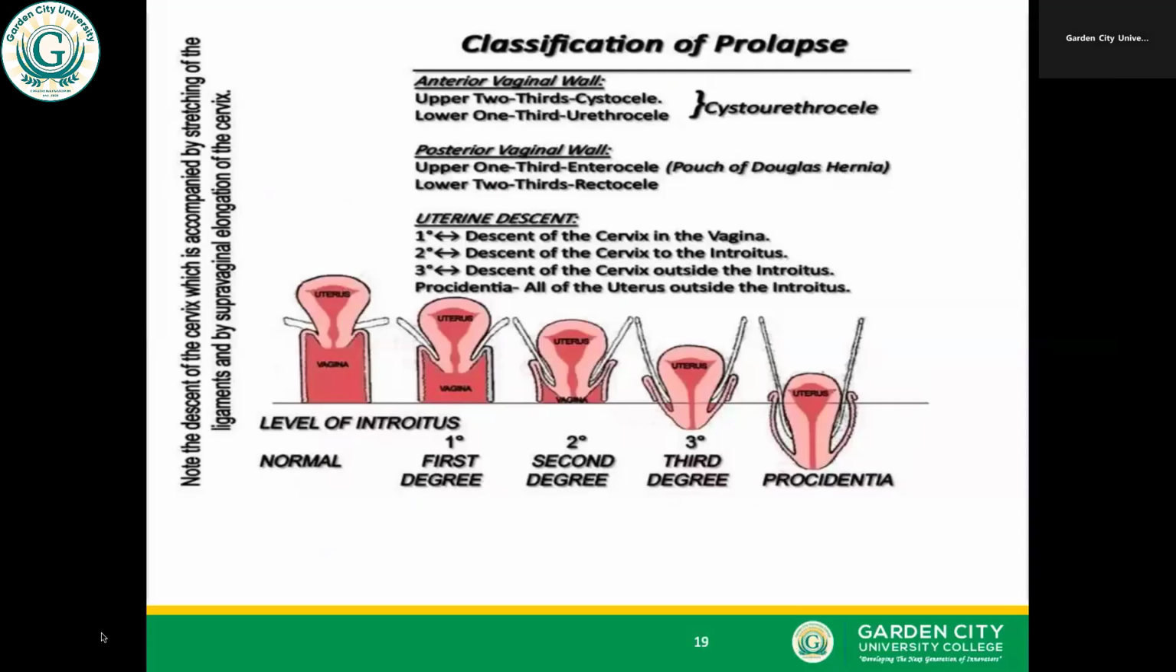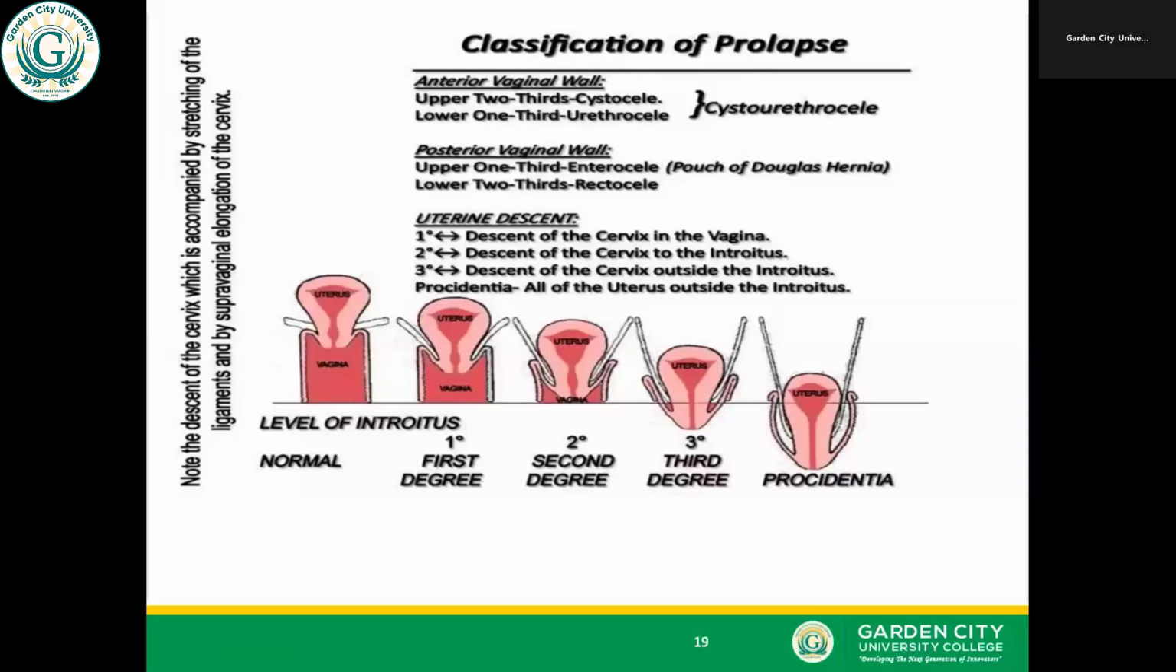So these are the classifications. The first picture is the normal uterus. That's the level it stands. And the second one is into the vagina, not like the normal one. So you see the internal and external os are in the vagina. Unlike the first one, where the internal os is up, because there is a descent, the uterus has descended into the vagina, and the internal os is also inside the vagina.